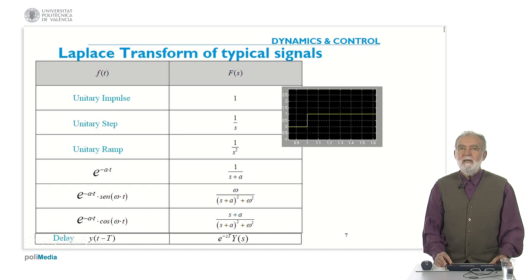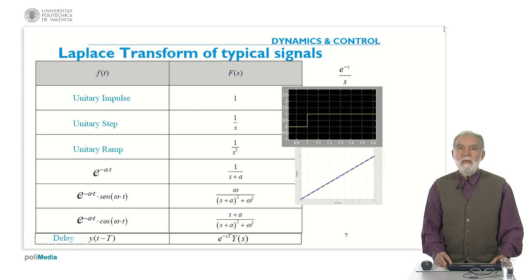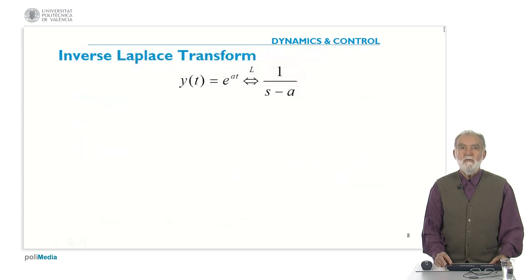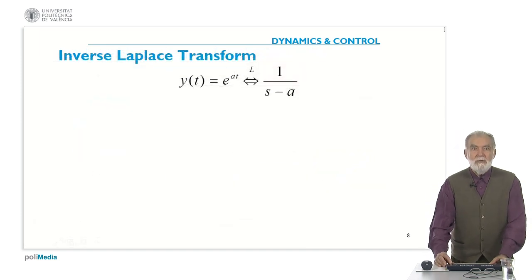So you can see here a step which is applied at 1 second. Then the Laplace transform is 1 over s because it's a step. The amplitude is 1 and is delayed 1 second, so it's multiplied by e power of minus s. And if you consider the integral, the unitary ramp, then the Laplace transform, as I mentioned before, is 1 over s squared.